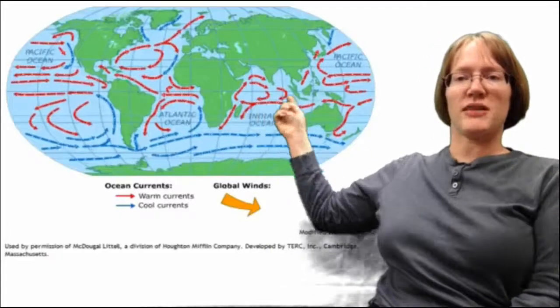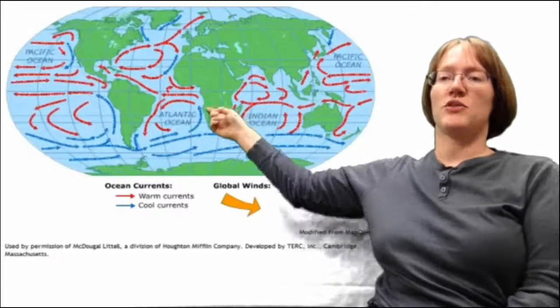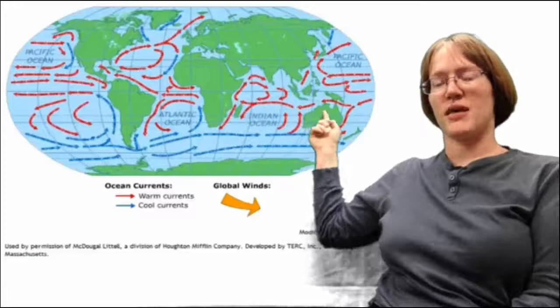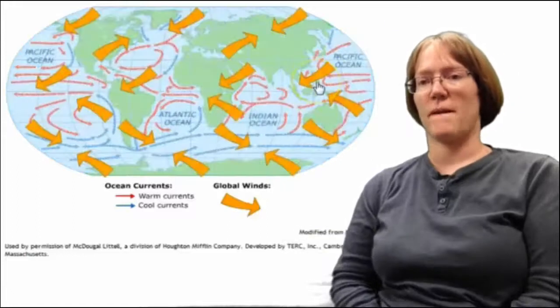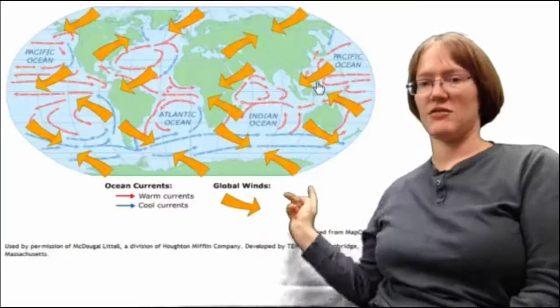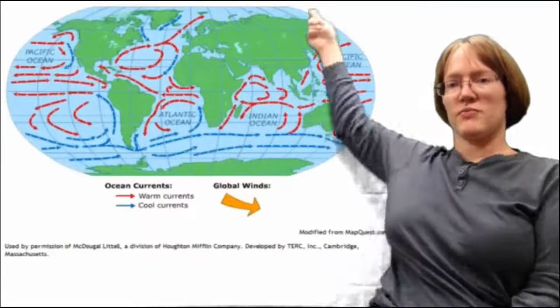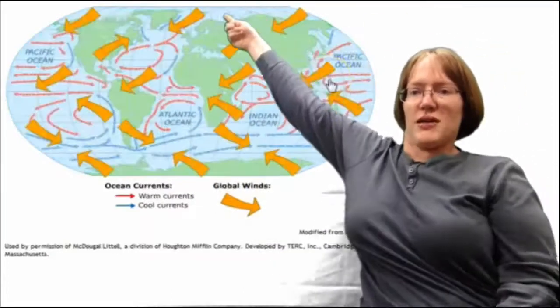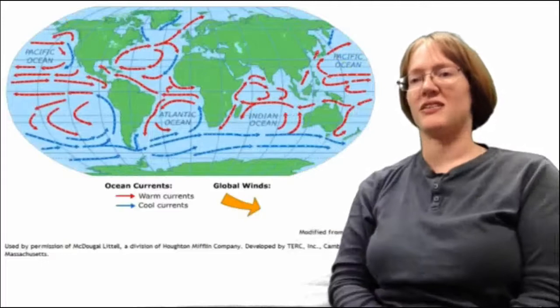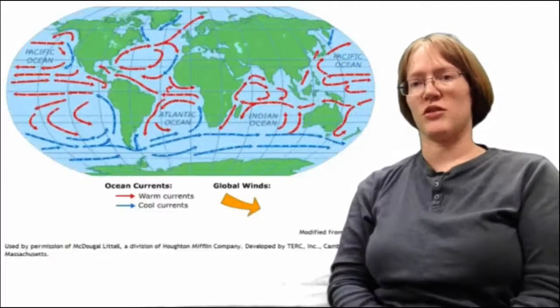Our warm water is mainly here in the center or the equatorial region near the equator. It gets the most sun throughout the year. And again, down here in the polar areas, that's where we're going to see some cooler water. You see right here at the North Pole, we'll see some cool blue water also coming down.